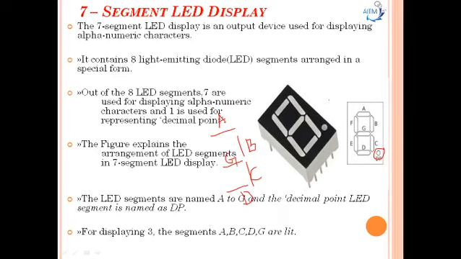Now tell me, if I want to display the character A, which LED segments should be turned on? That is A, B, C, E, F and G. So this will display the character A on the 7-segment display here. Sometimes this A looks like R also.